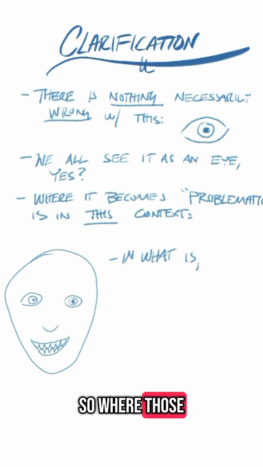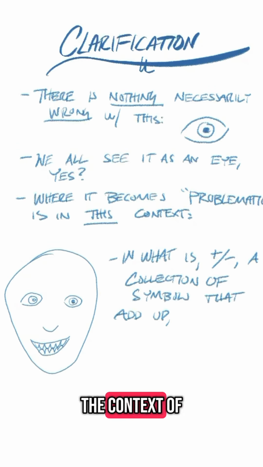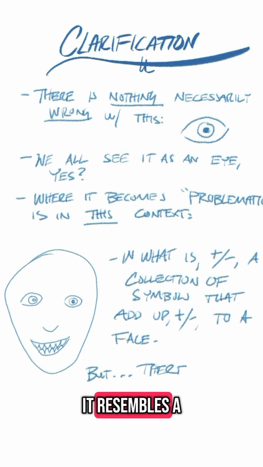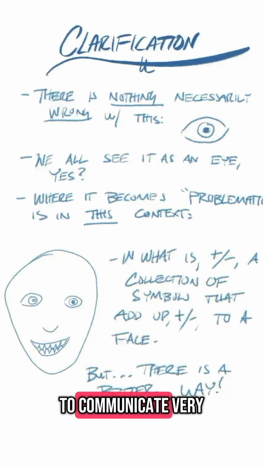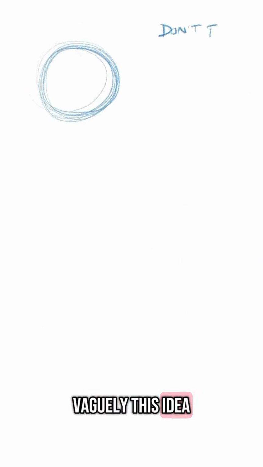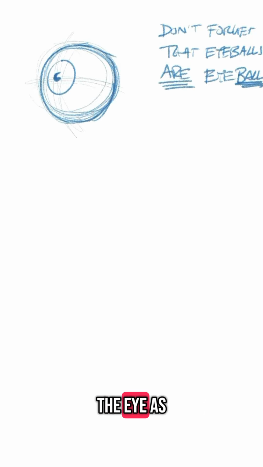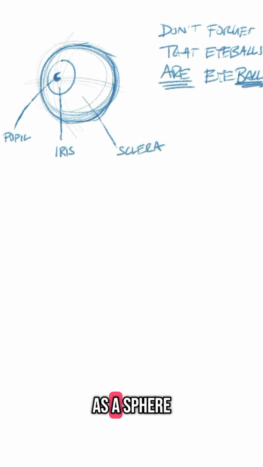So where those symbolic eyes become problematic is in the context of a face, where we've got this collection of nested symbols that, yes, it resembles a face to us, but it's only to communicate very vaguely this idea. It doesn't look like a realistic face. So don't forget this idea of the eye as an eyeball. Think of it as a sphere.